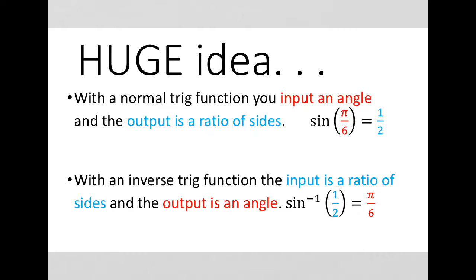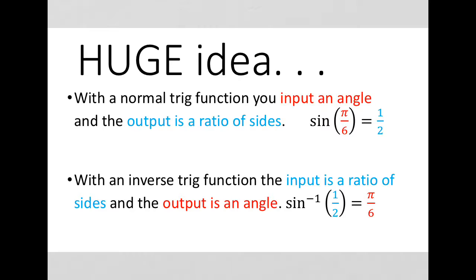So big, huge idea from the last lesson. With a normal trig function, the input, the thing you put into the function, is an angle, like pi/6, and the output is a ratio of sides. We're saying that the sine value, the opposite and hypotenuse of some triangle with an angle of pi/6 or 30 degrees will have the ratio of 1/2. Opposite side 1, hypotenuse 2.